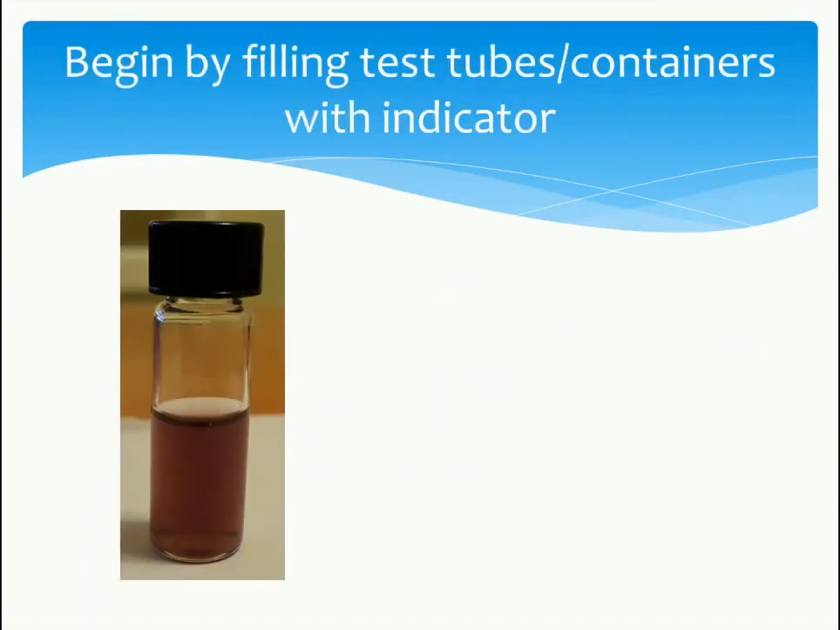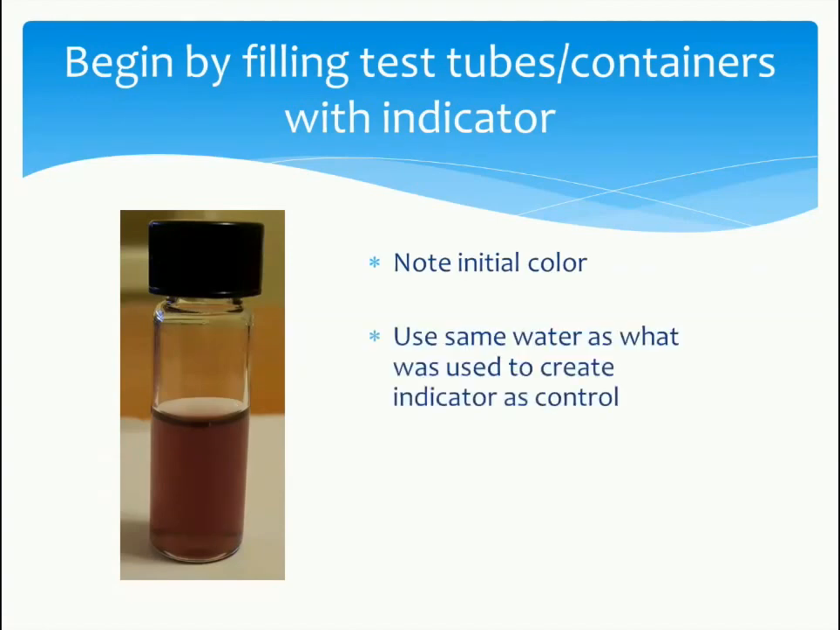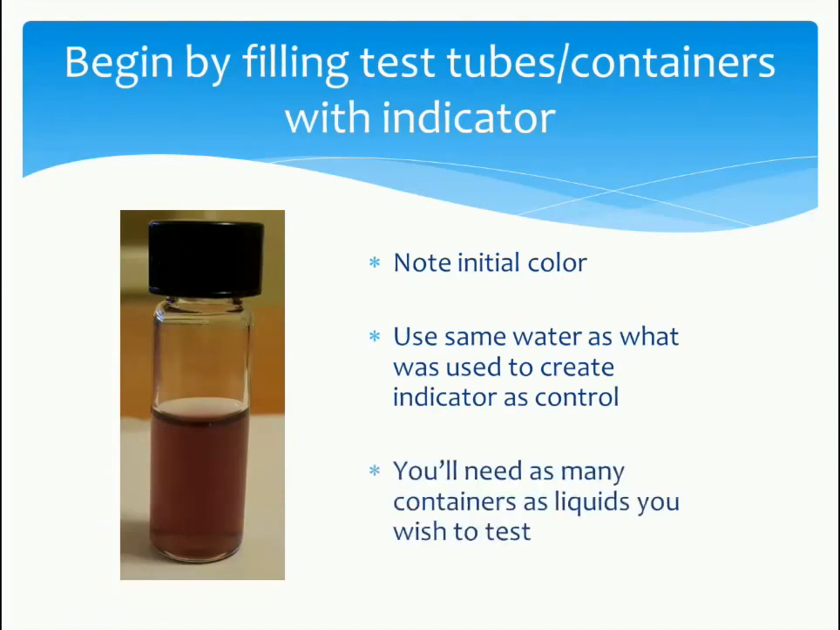Begin the activity by filling test tubes or the small containers with a small amount of the pH indicator. Note the initial color. As a control, you can add a few drops of the same water that was used to create the pH indicator. The color should not change. You'll need as many containers as liquids you wish to test.